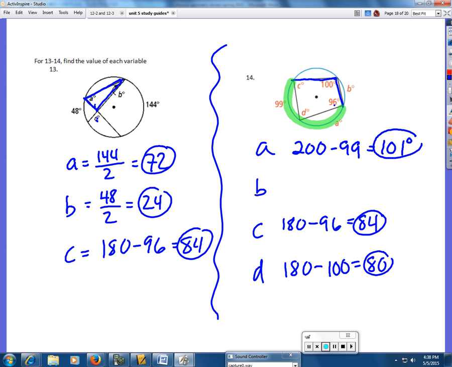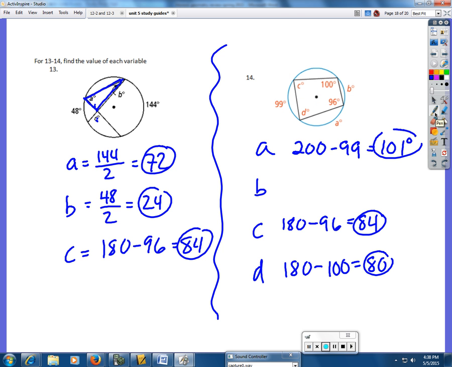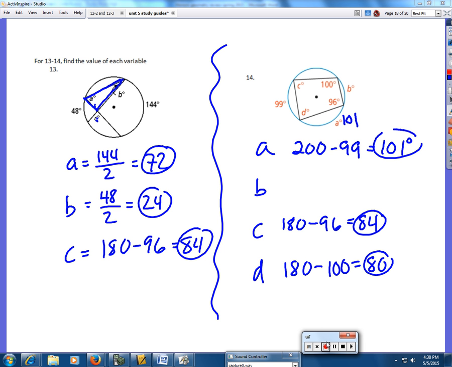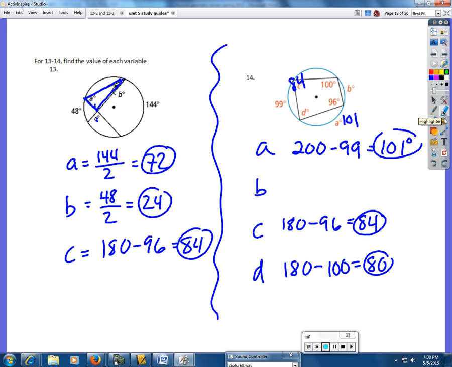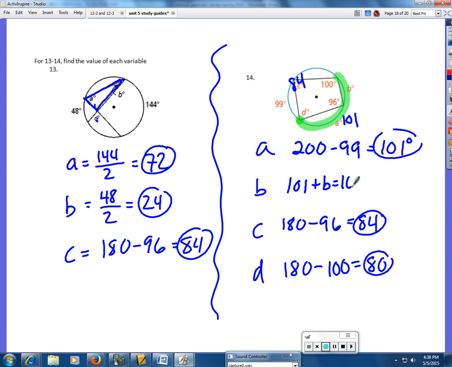And then B, pretty much the same principle, only now I'm using a different angle. So for B, well, this one is 101. A plus B is 168. Oh, that's right. Because I know C is 84, this whole arc has to be 168. So this plus this has to be 168. So 101 plus B equals 168. So B must equal 57. Okay, so some of these get a little tricky. Don't forget to double up your angles to get the arcs, and pretty soon the pieces start fitting together.